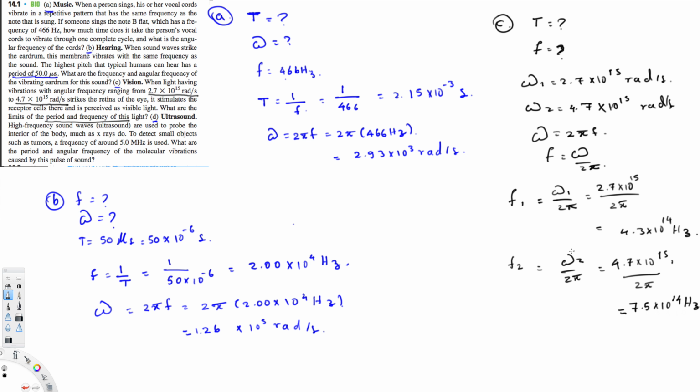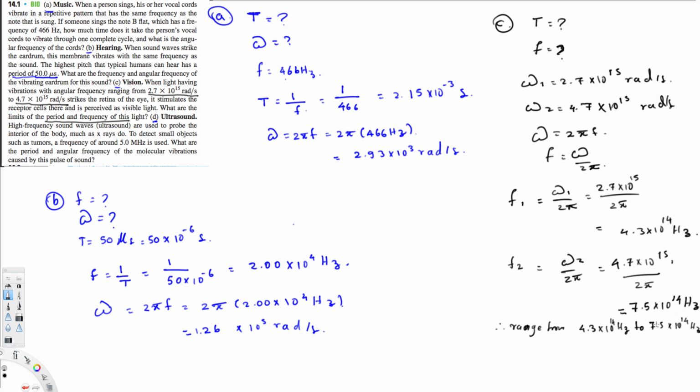So this is the range. The range of the frequency is going to be from 4.3 times 10 to the power of 14 hertz to 7.5 times 10 to the power of 14 hertz. So this is going to be the range of the frequency.